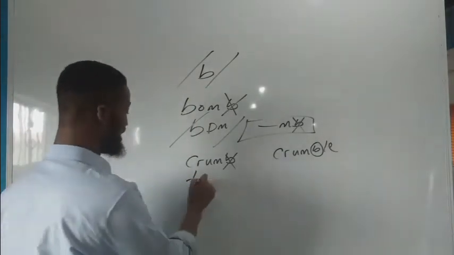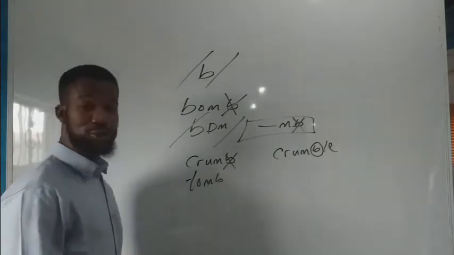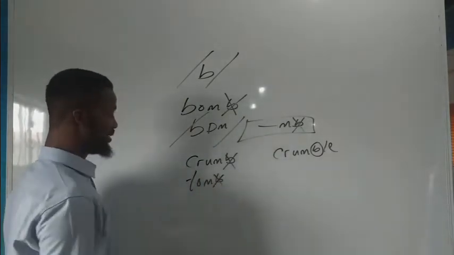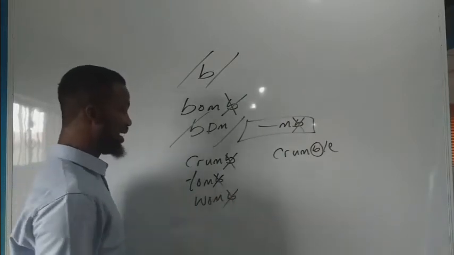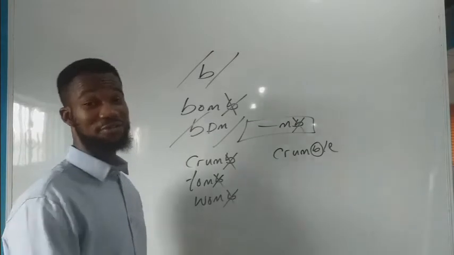There are other words like that. T-O-M-B is called tomb. B is silent. W-O-M-B is called womb. The B is silent. There are more and more of them like that.